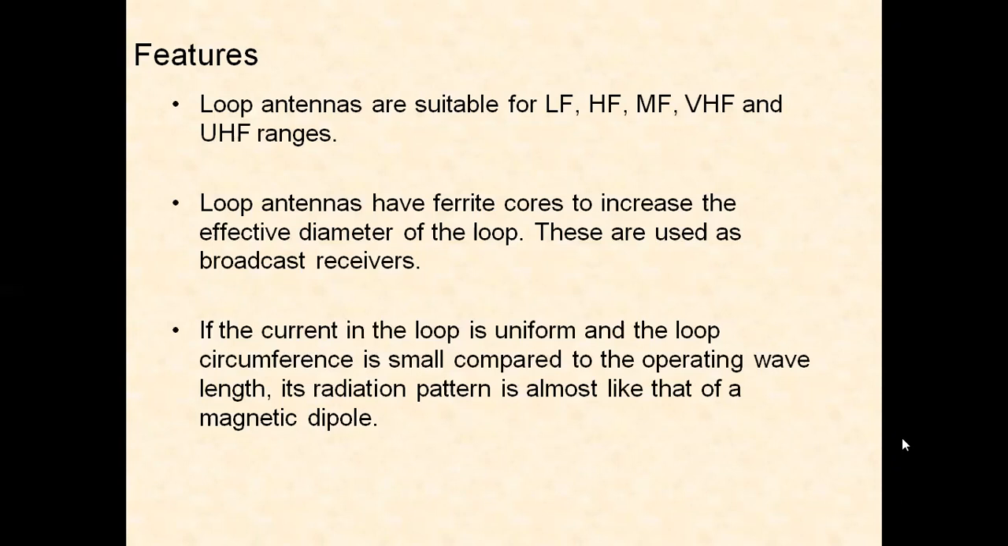Loop antennas have ferrite cores to increase the effective diameter of the loop. If such a structure is used, they will be used as broadcast receivers. If the current in the loop is uniform and the loop circumference is small compared to the operating wavelength, its radiation pattern is almost like that of a magnetic dipole.